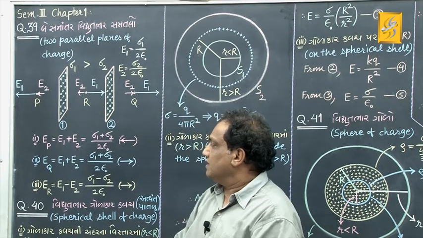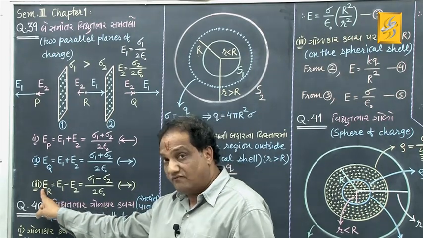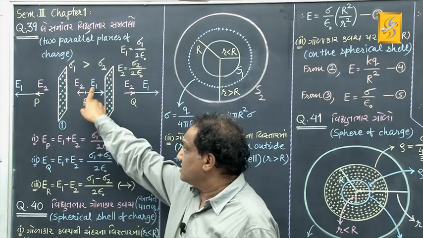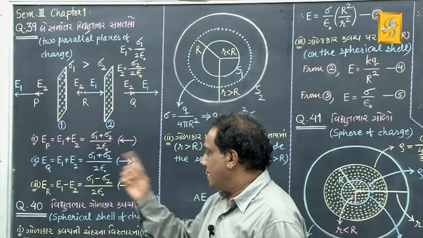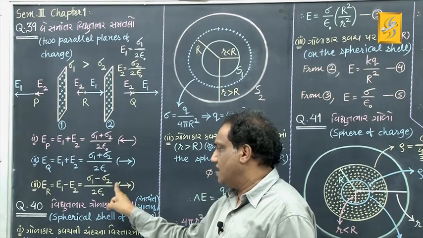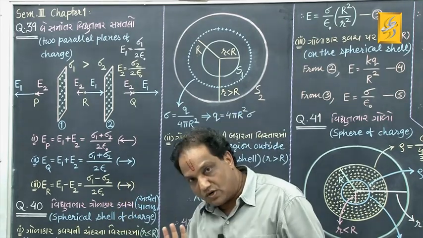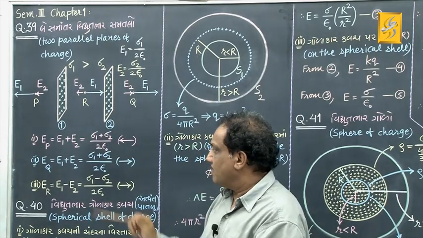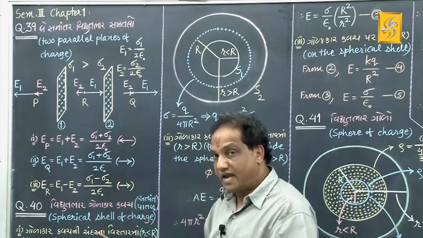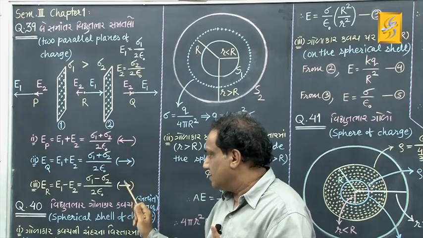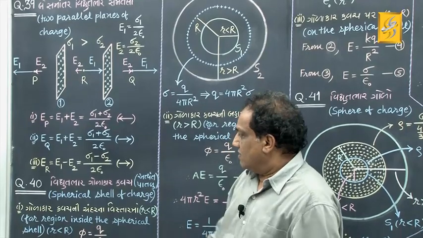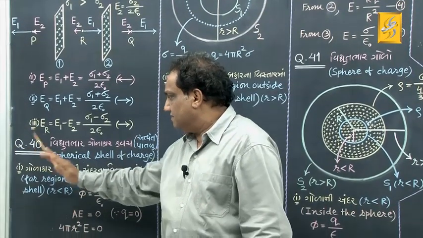And here the direction of the resultant electric field will be in the direction of the bigger electric field. The bigger electric field is this, it is towards the right hand side, and hence this direction is also towards the right hand side. Got it? Fine. This is the easiest way. We are finding the magnitudes of electric fields and also the directions in a very easy way. Okay? Fine. Now we go for question number 40.